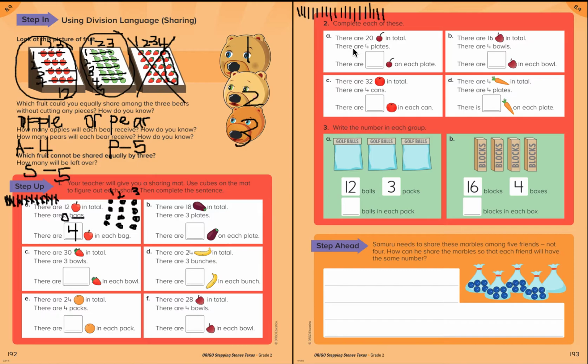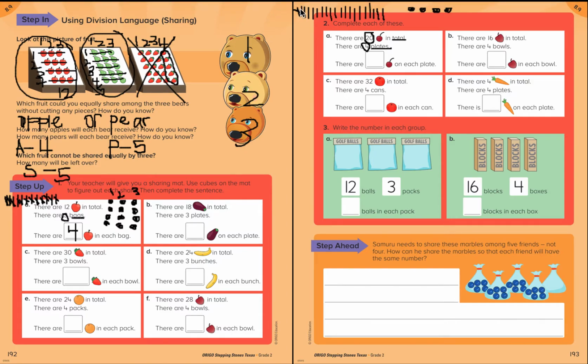Now I'm going to make my 4 rows because I know I have 20 total. And I have 4 plates. So the plates are representing my rows. So I'm going to draw my 4 rows. My 4 columns. 1, 2, 3, 4. So I'm going to go ahead and cross off my first 4.